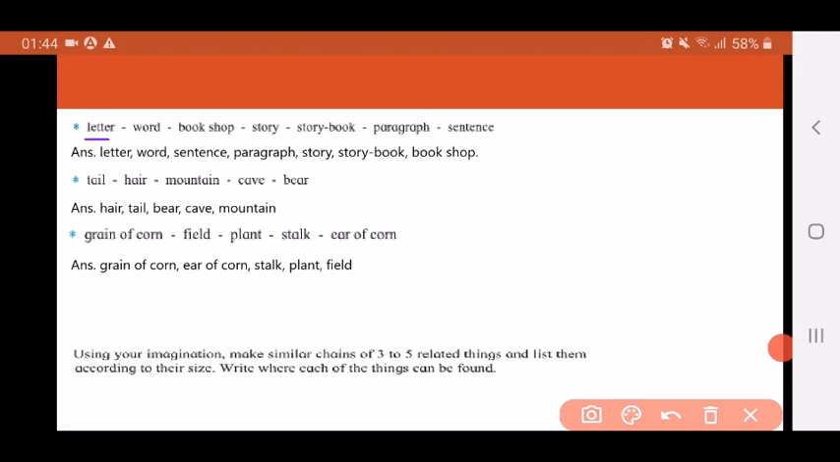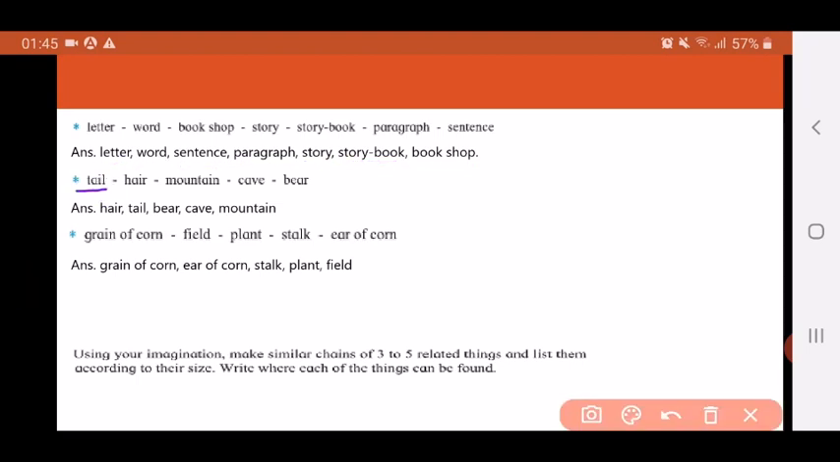Next: letter, word, bookshop, story, storybook, paragraph, sentence. Again, small to big, then the smallest will be letter. A, B, C, D is letter. These will form word. So word will be next. Many words will make sentence. Many sentences will make paragraph. These will make a big story. And story will come in a storybook, which will be in the biggest, which is the bookshop.